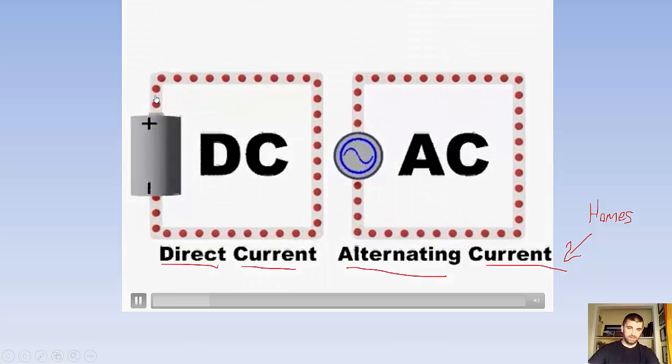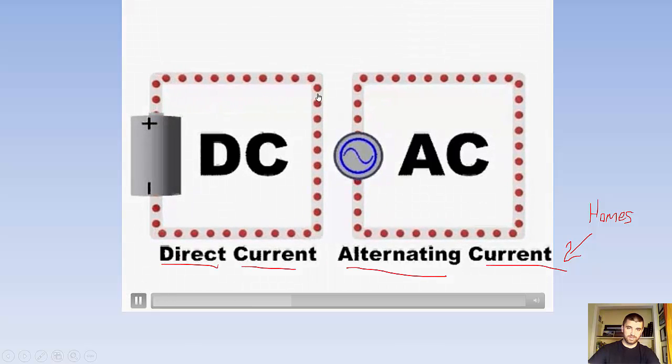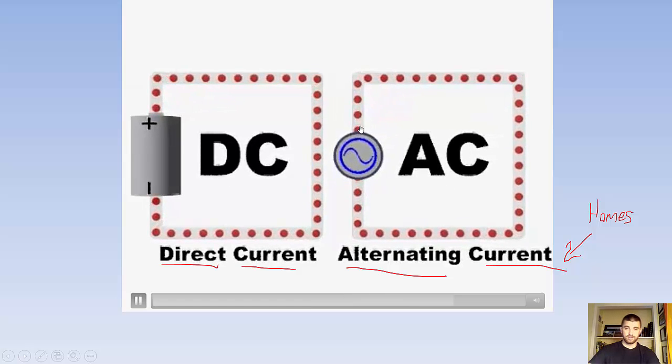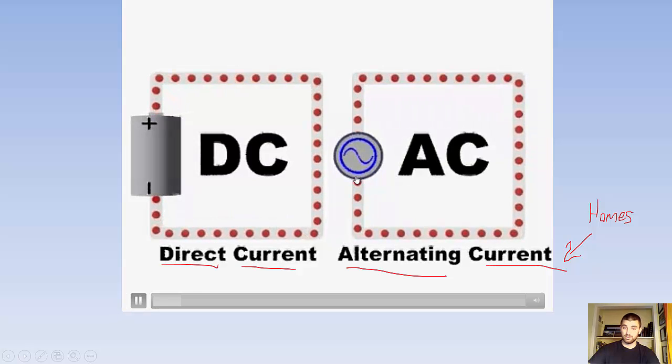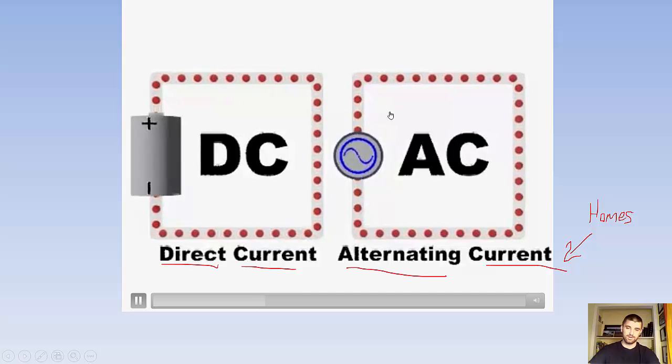All right, so DC is direct. You have electrons going from one spot to another in a straight line, traveling all the way through. Alternating current, they go one direction, stop, and then go back in the other direction again. They're alternating which direction they're flowing, hence alternating current.